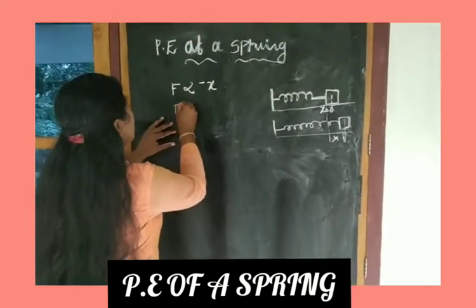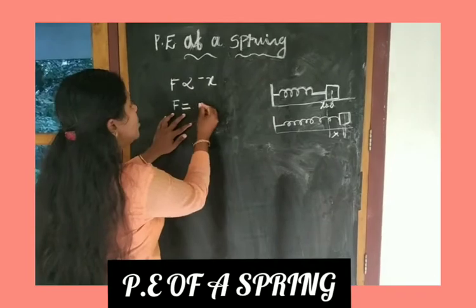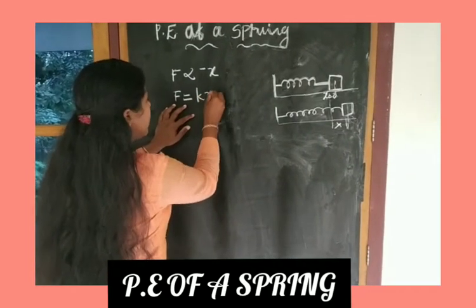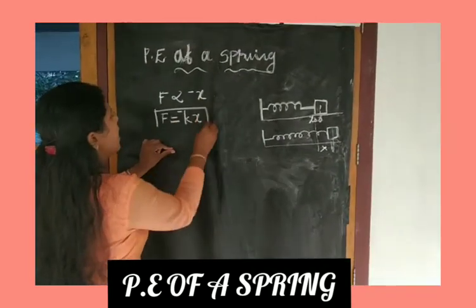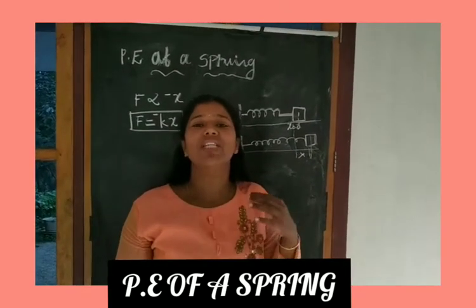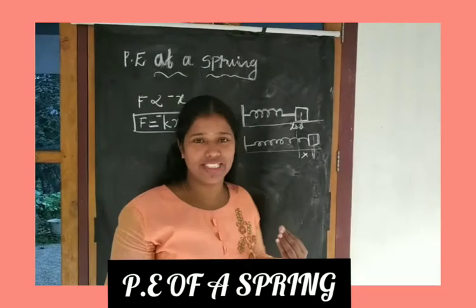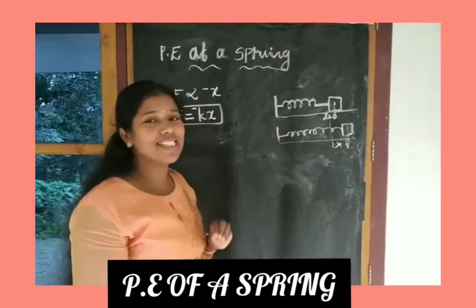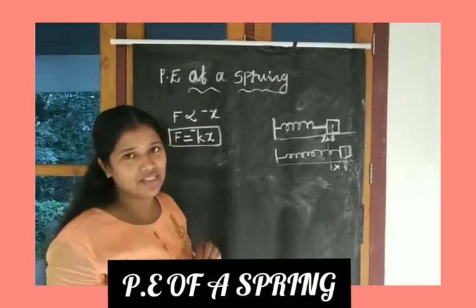Then instead of proportionality, we use equals with one constant: F is equal to minus kx. K means the spring constant, x is the displacement, and F is the force.